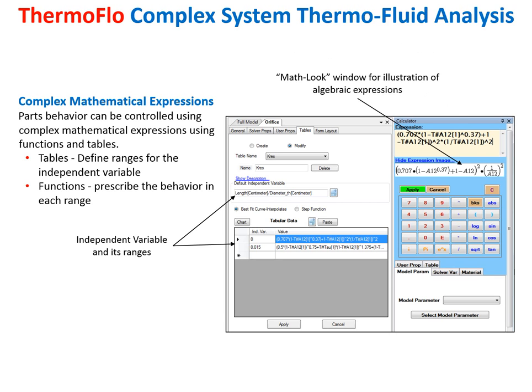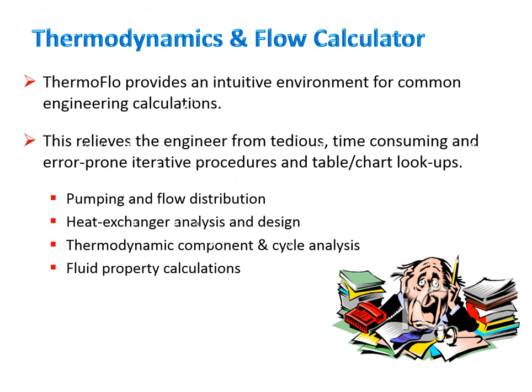Note that the MathLook window illustrates the algebraic expression in a convenient form as the user enters the function. Also, in a function, the user can choose any solver variable or point to another defined function or table. In this example, A12 represents the ratio of the throat diameter to the duct diameter obtained from a table called A12.